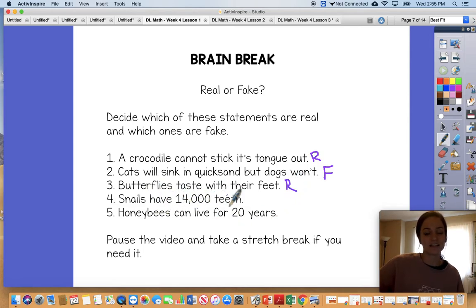Snails have 14,000 teeth. That is actually real. Isn't that crazy? I had to look it up again just to make sure it was right. Pretty cool. I'm sure they're tiny, right? And then number 5, honeybees can live for 20 years. That is fake. I made that one up. All right, so go ahead and pause the video and stretch or take a break if you need to. If not, we're going to move on to the next part of the lesson.